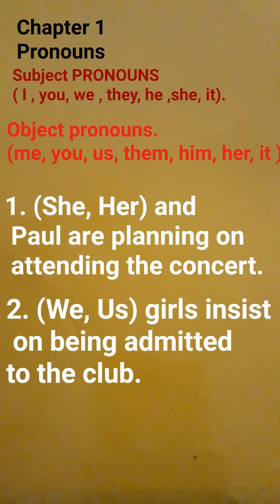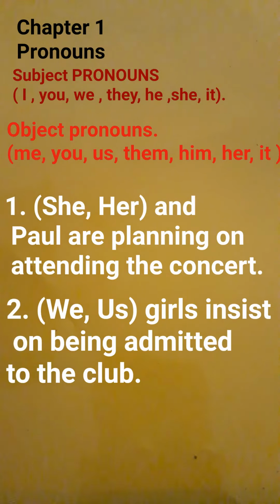The pronoun should be one of the subject pronouns. We, this is a subject pronoun. Us, this is not a subject pronoun, it is an object pronoun, so we use we. And the correct sentence becomes, we girls insist on being admitted to the club.